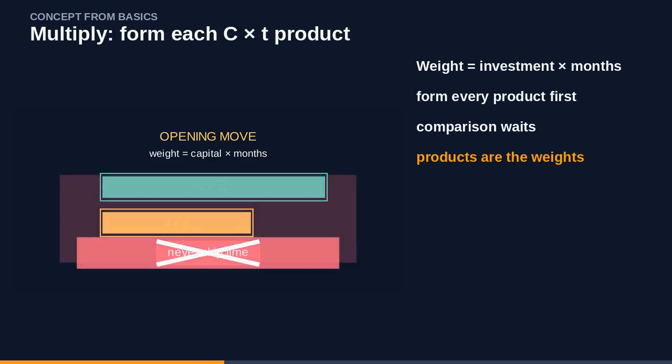Now carry that idea forward. Form each investment times month's product before writing any comparison. The products are the weights. Until both products exist, you have no honest parts.